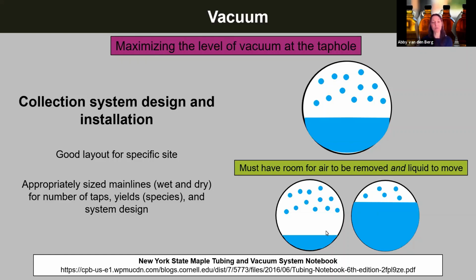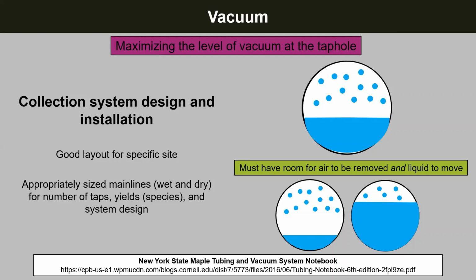On the other hand, if we have pipes that are oversized, we can have a condition where there's not enough liquid in the pipe, and that in certain conditions can really promote a decrease in syrup quality because of sap heating when it sits in the pipe. So it sits in the main line. So there is such a thing as a main line that can be too big for a particular situation.